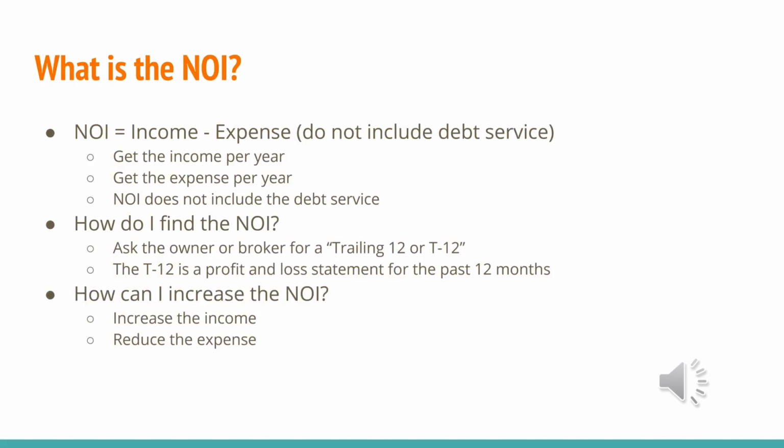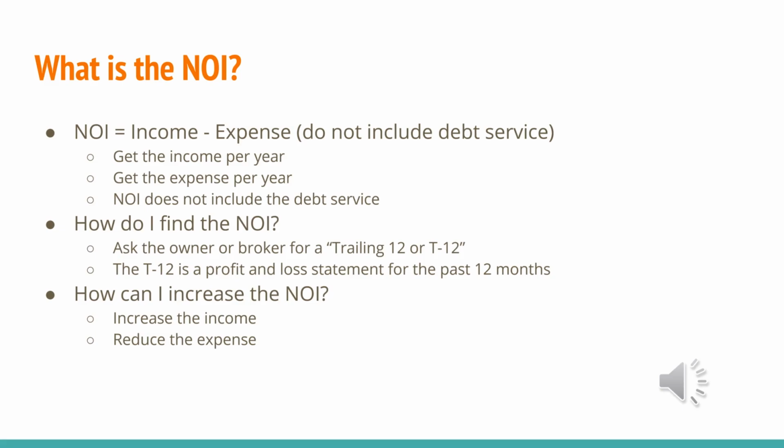So what is the net operating income? The NOI equals the income minus the expense. The expense does not include the debt service. So what you need to get the NOI is to get the income per year, get the expense per year, and from there you can calculate the net operating income. And remember, it does not include the debt service.